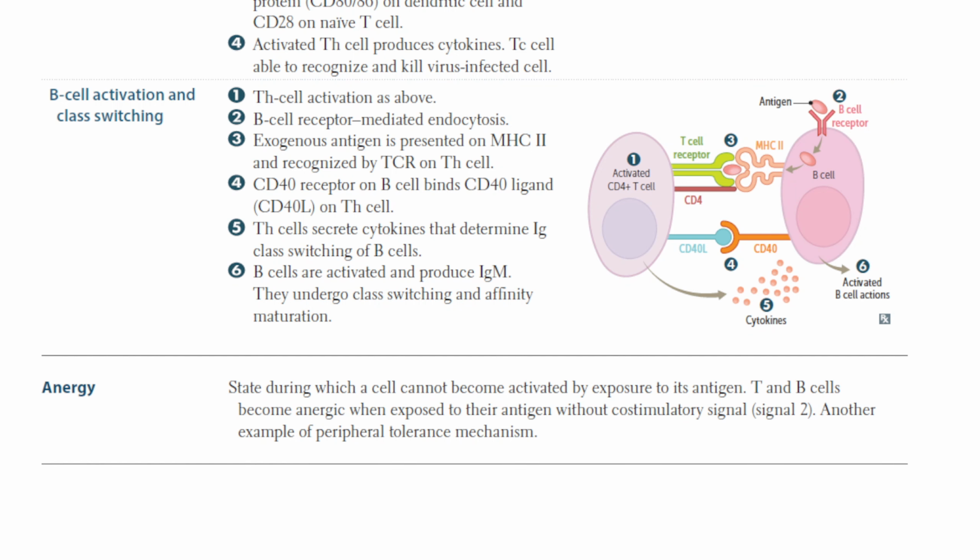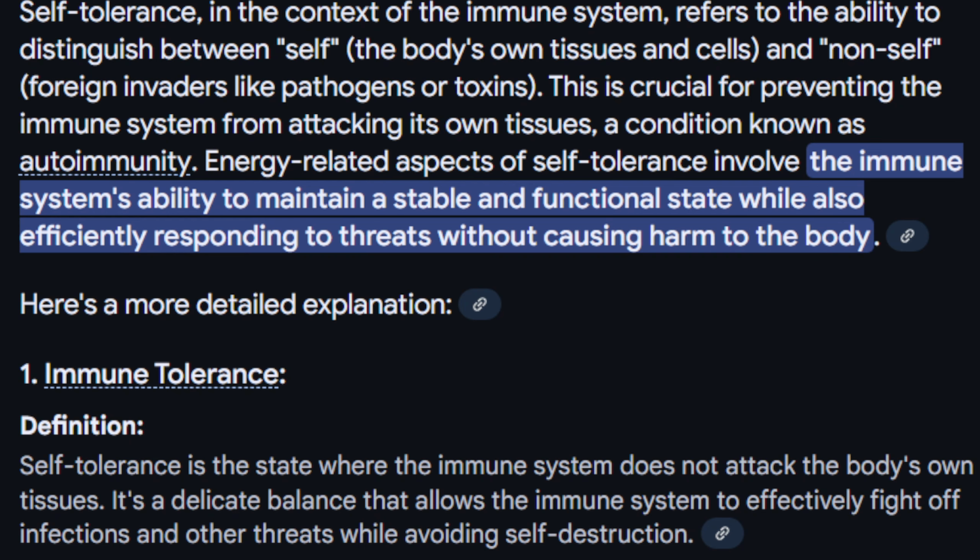The next concept is called anergy. Anergy is a state during which cells cannot become activated even though exposed to their antigen. T and B cells become anergic when exposed to antigens without a co-stimulatory signal. This is another example of a peripheral tolerance mechanism. I think this concept of anergy is best expressed here.